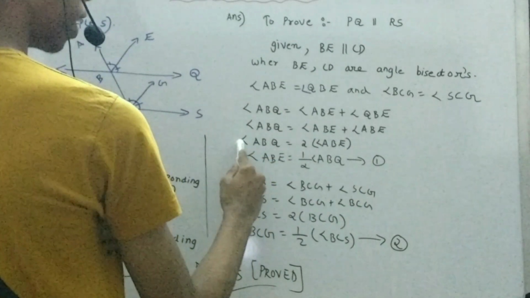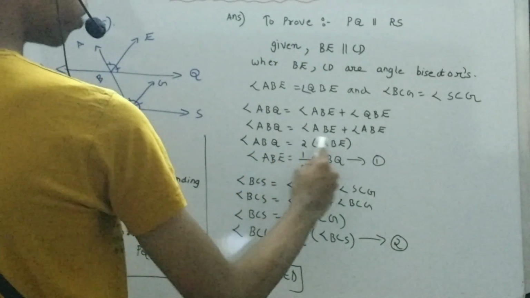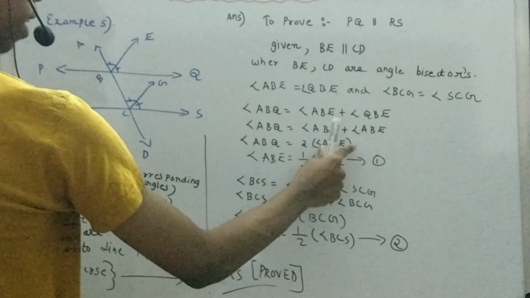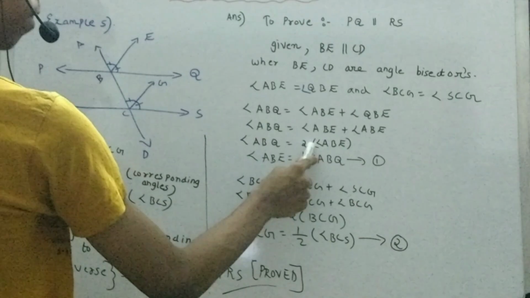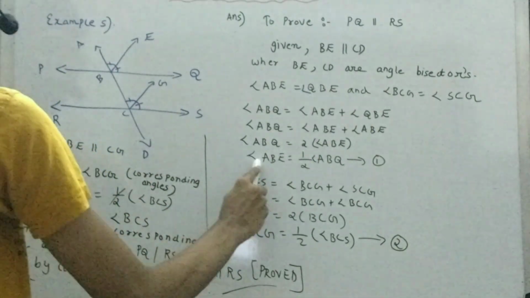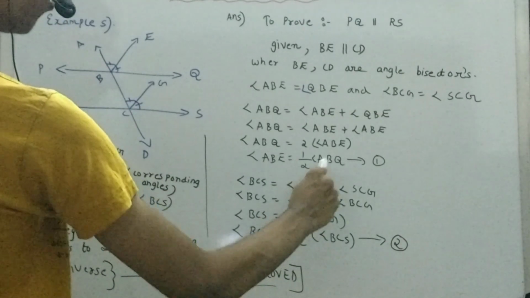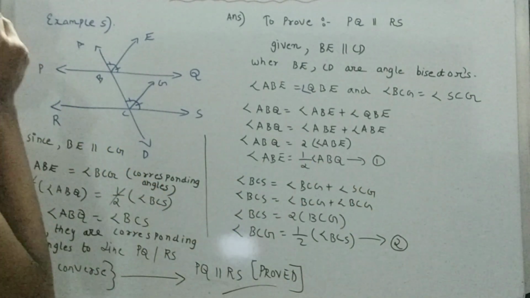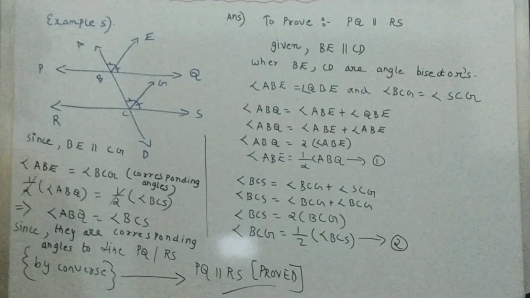So from here I will be getting angle ABQ is equal to twice of angle ABE. Then this AB I am keeping it over here, and this 2, when it goes to the other side, it will come to the division. So angle ABE is equal to half of angle ABQ. I will be getting this, and I am taking it as equation number 1.